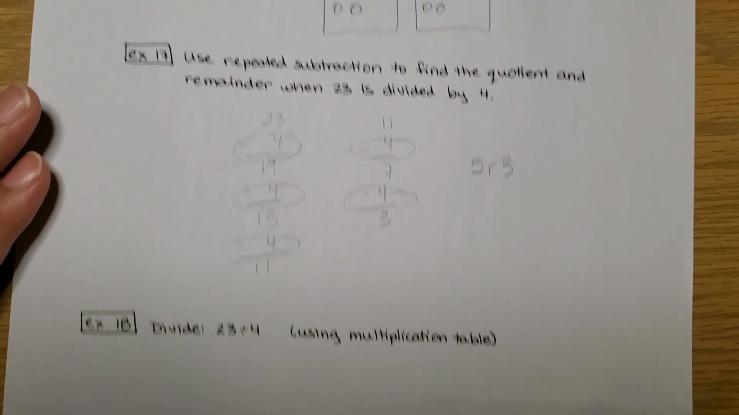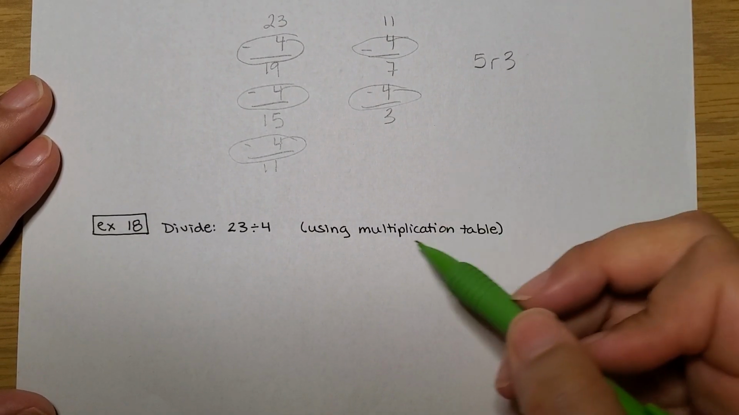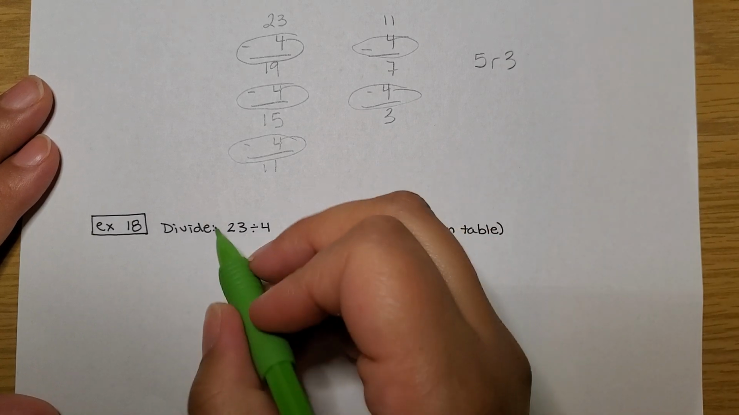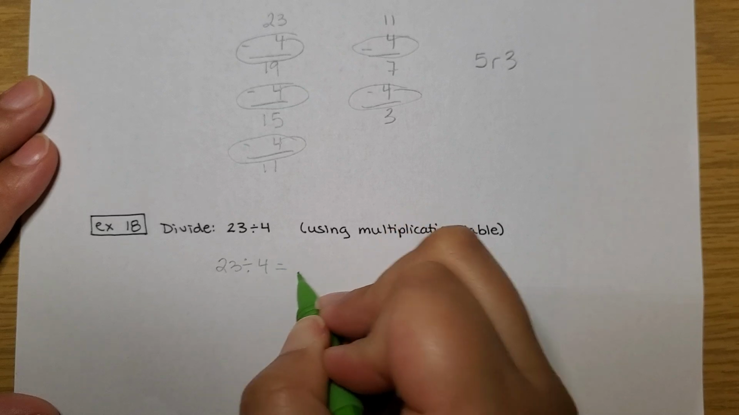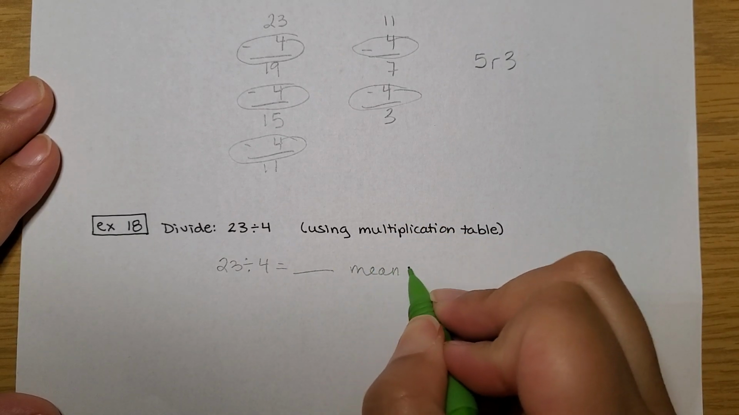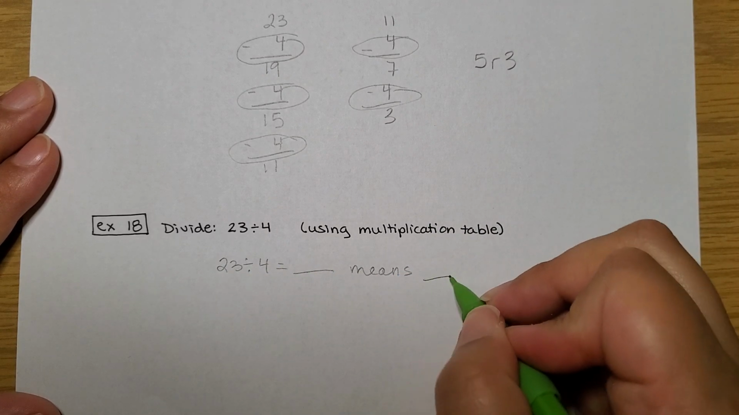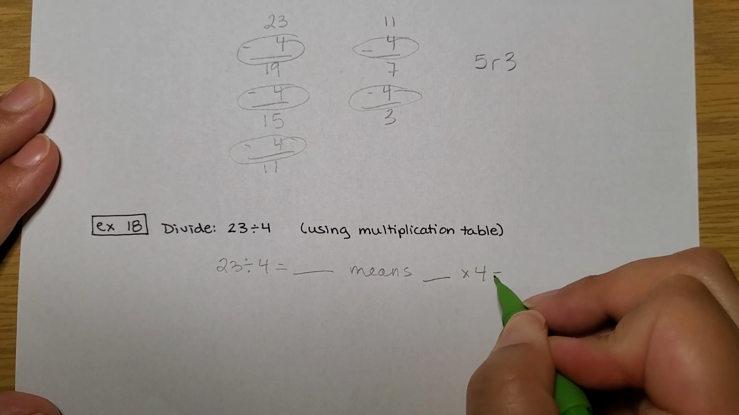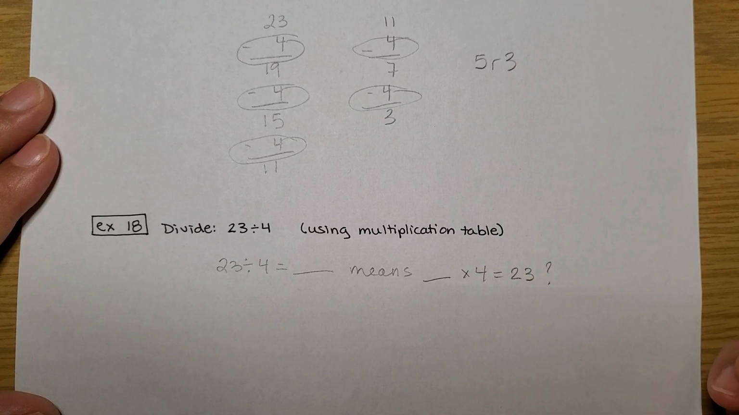There's one other way that we can think about division, and that is to think of our multiplication table. When we see 23 divided by 4, and we're trying to figure out what that means, that means the same as if we were to go backwards. What number times 4 is 23?